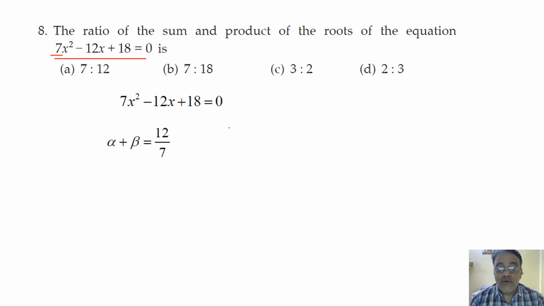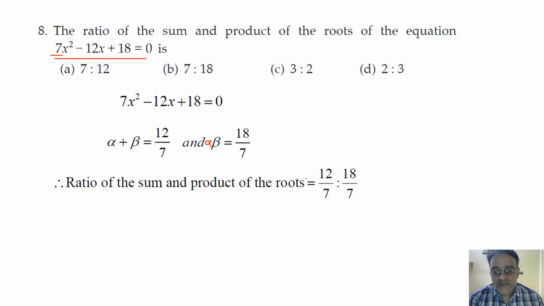12 by 7. And what is alpha into beta, the product? C by A. 18 by 7. Right. Alpha into beta is equal to 18 by 7. Now we have to find the ratio of these two. So यहाँ पे 7 cancel कर सकते हैं हम लोग. So we are getting 12 is to 18. We have to simplify. So divided by 6. 2 is to 3. And the correct option is? Option D, right.